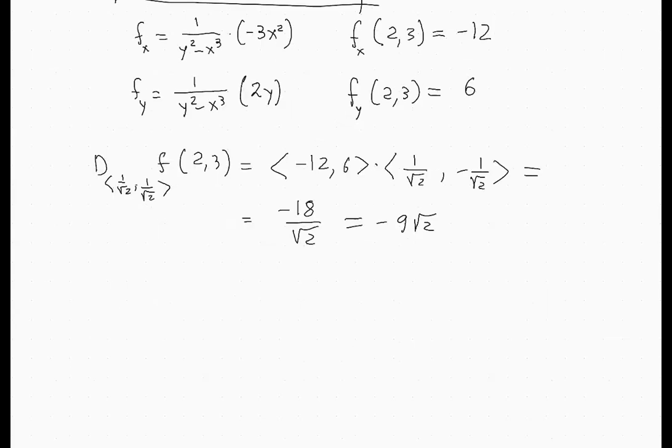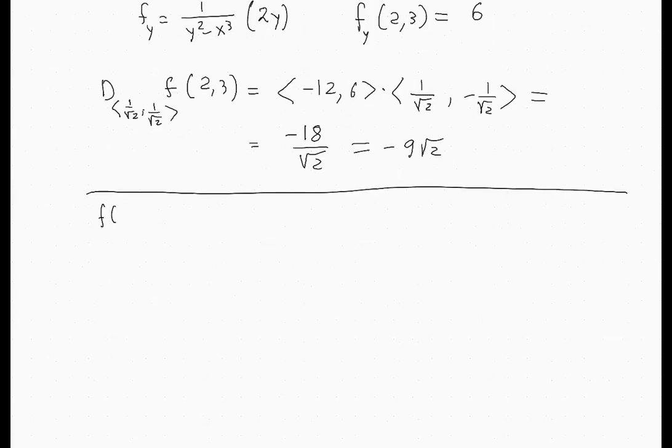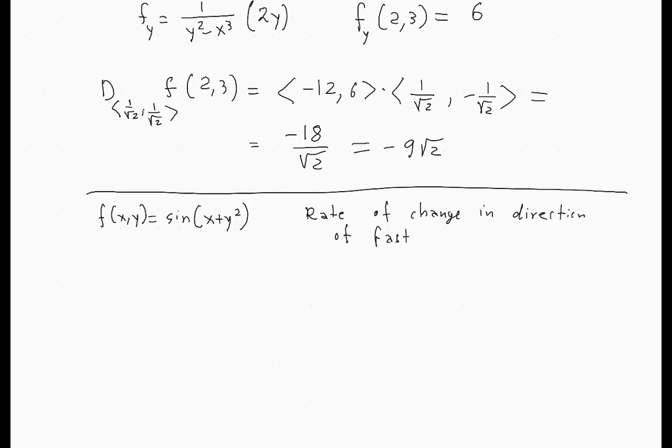The next question is to start with a function f of x, y equal to sine of x plus y squared, and compute the rate of change in the direction of fastest increase. At which point? At pi comma square root of pi.